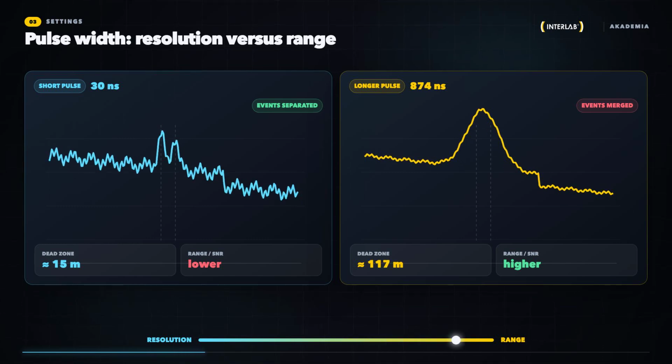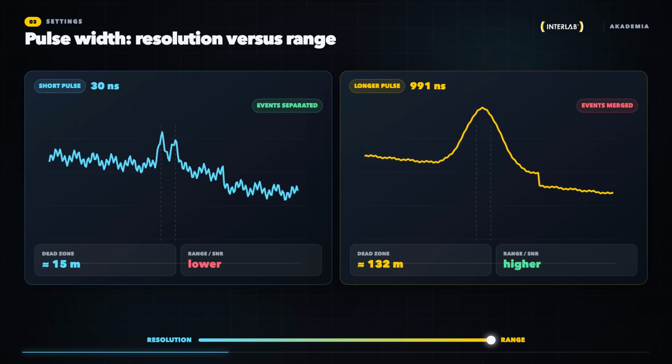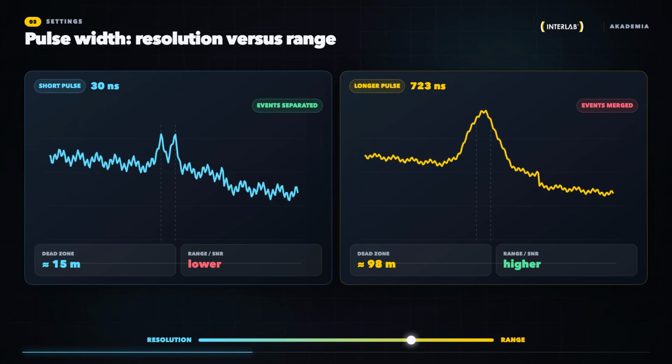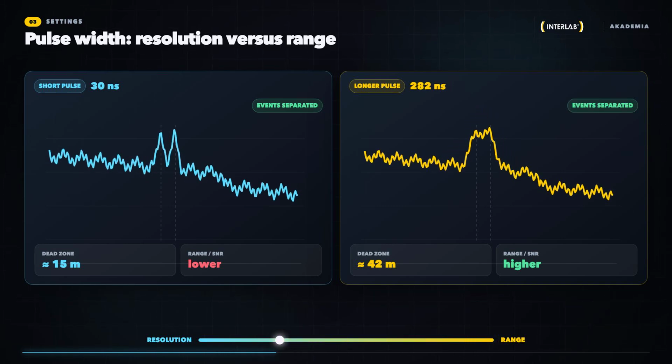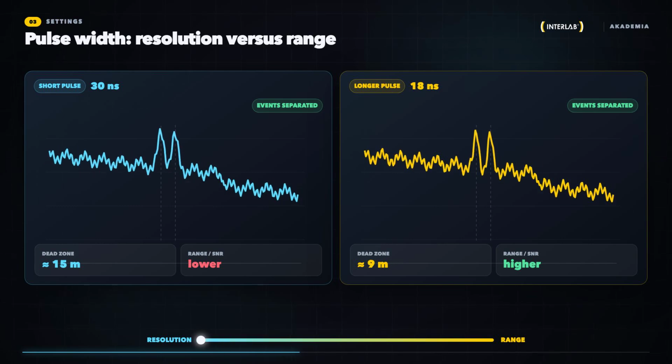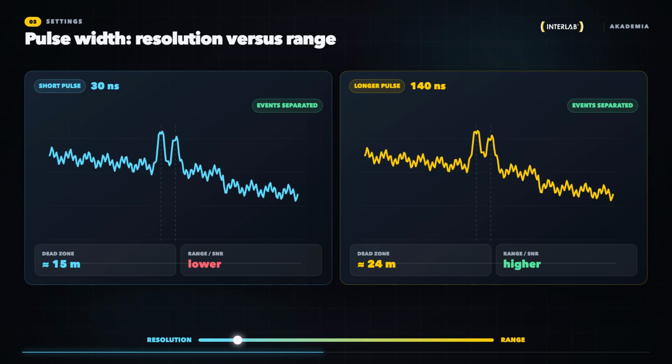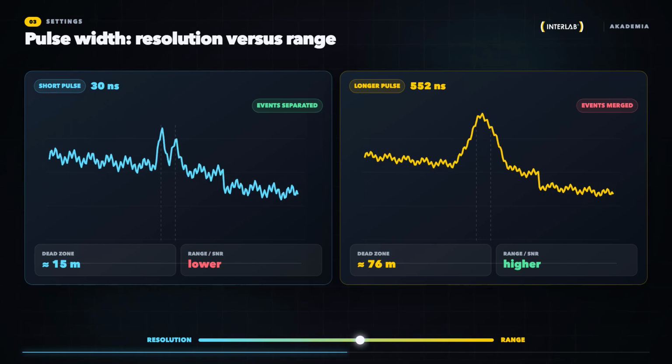A long pulse carries more energy. The trace becomes smoother, and the OTDR can see farther. But the reflected peak becomes wider, the detector takes longer to recover, and nearby events can merge into one.